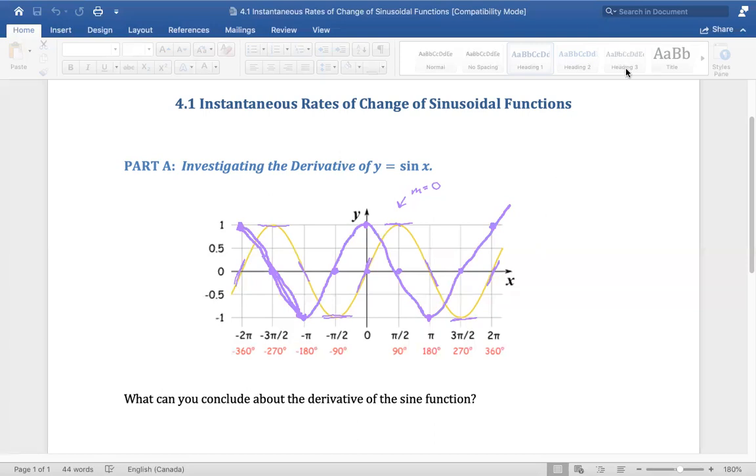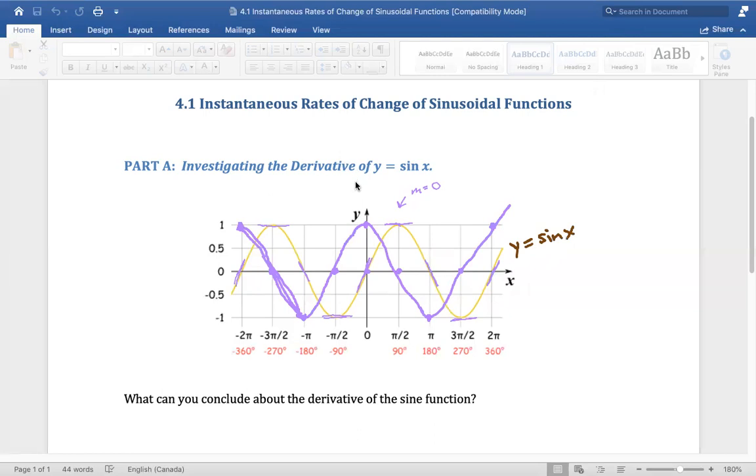So yellow, I don't want to write it in yellow. I'm just going to write it in brown. This is the original y equals sine x, right? This yellow curve is y equals sine x. We just talked about all the properties of the sine curve.